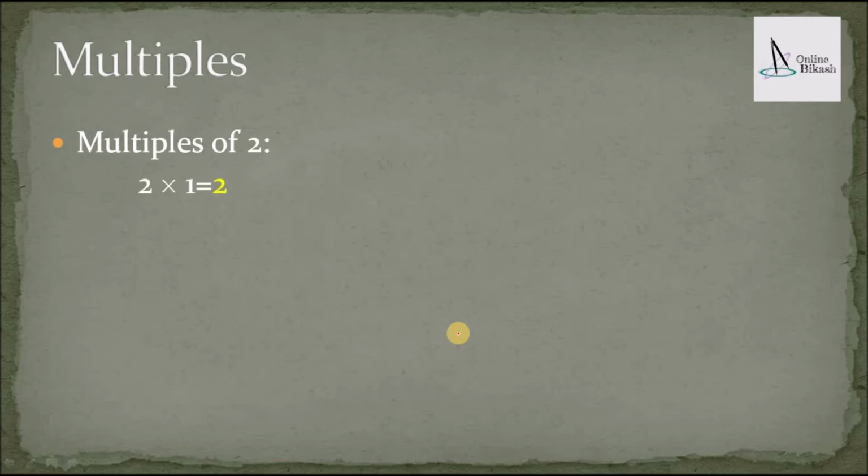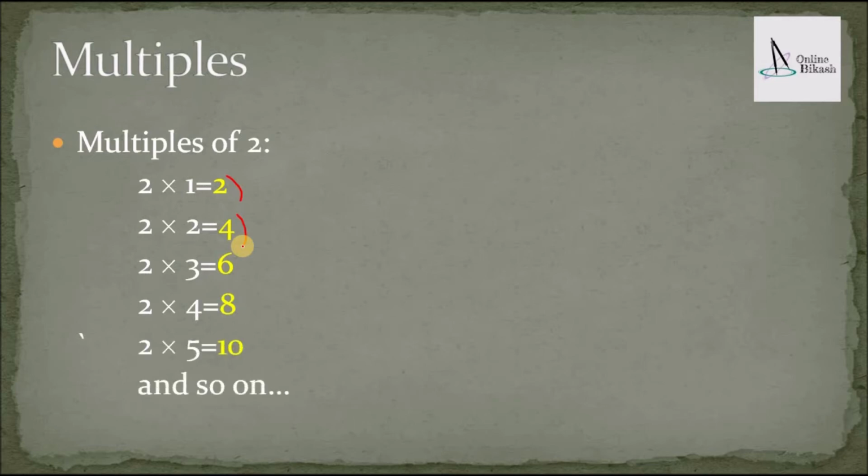So multiples of 2 means what? 2 1s are 2, so this 2 is a multiple of 2. Similarly 2 2s are 4, so this 4 is also a multiple of 2. 2 3s are 6, so this 6 is also a multiple of 2. 8 is also a multiple of 2, 10 is also a multiple of 2, and so on. After that we will get 12, 14, 16, 18, 20, 22, 24, 26, 28, 30, and so on.